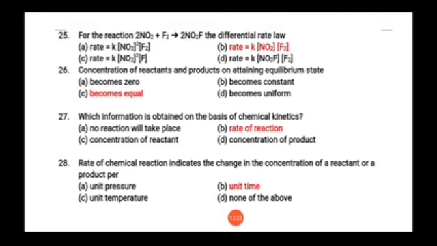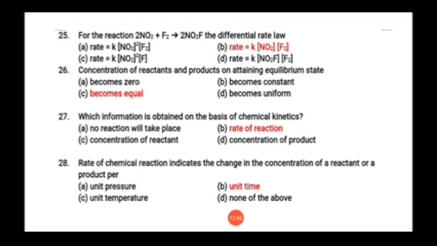Next multiple choice question, that is question number 26. Concentration of reactants and products on attaining equilibrium state gives you, options are 0, constant, equal, and option number D, that is uniform.